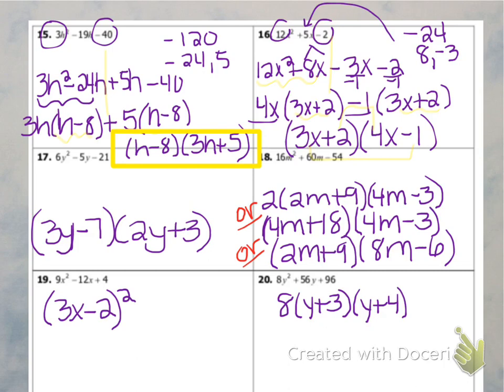So you could have also had 8y plus 24 times y plus 4, or 8y plus 32 times y plus 3. So let's go ahead and take a look at the last kind of factoring, and that's difference of squares factoring.